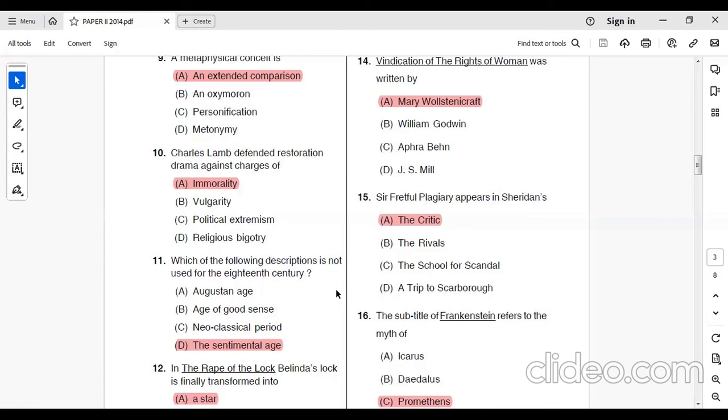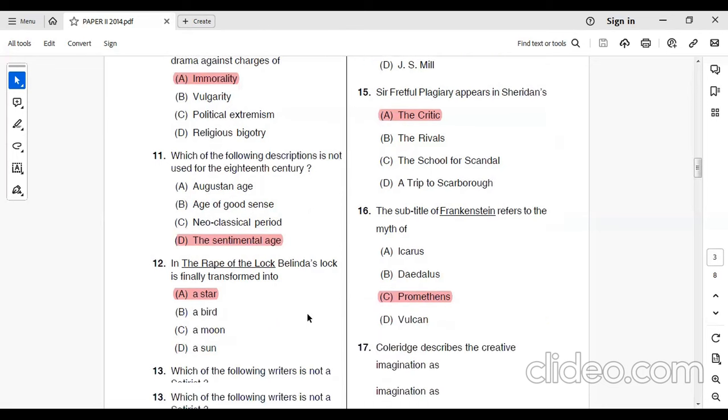Okay, so it is not called the sentimental age. Now the question number 12, in The Rape of the Lock, Belinda's lock is finally transformed into a star. So the answer is: it is finally transformed into a star.